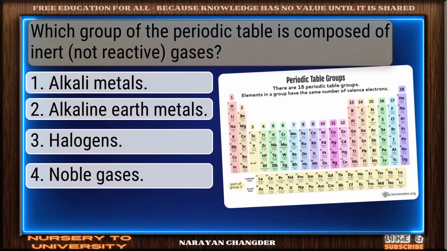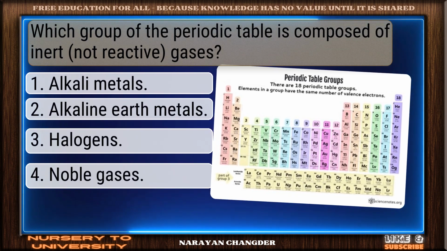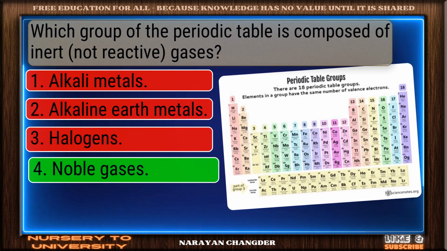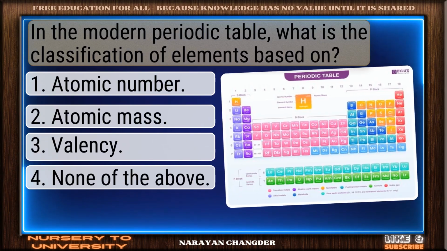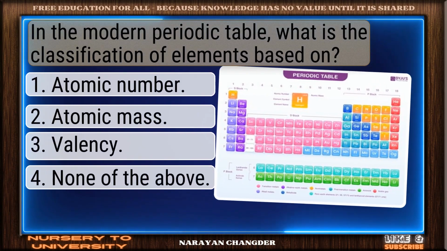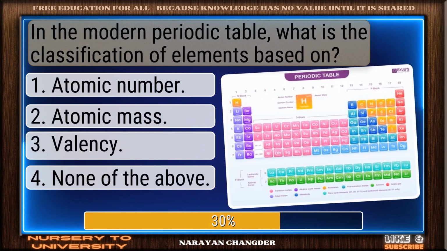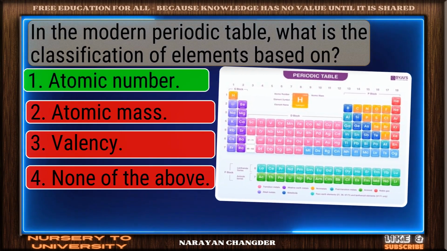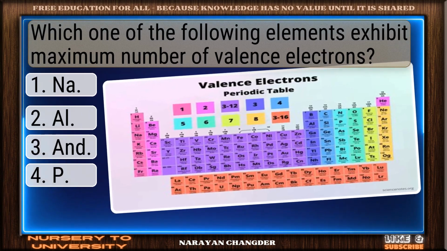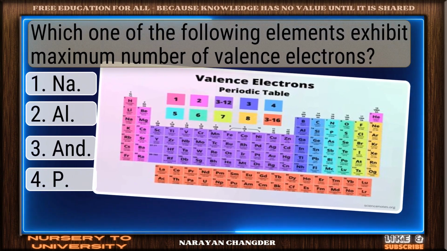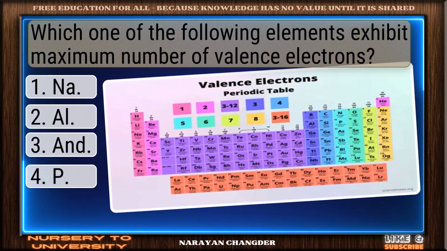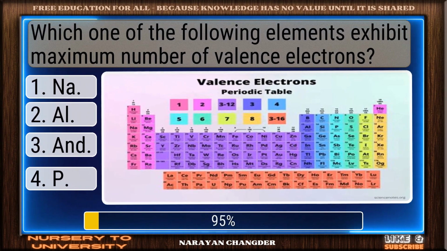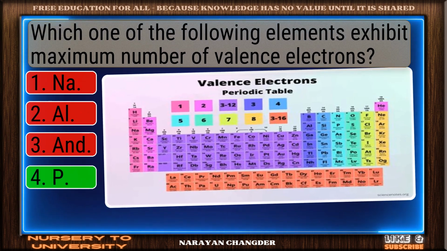Which group of the periodic table is composed of inert gases? On track. Noble gases is correct. In the modern periodic table, what is the classification of elements based on? You're right. Atomic number is correct. Which one of the following elements exhibits the maximum number of valence electrons? Right again. P is valid.